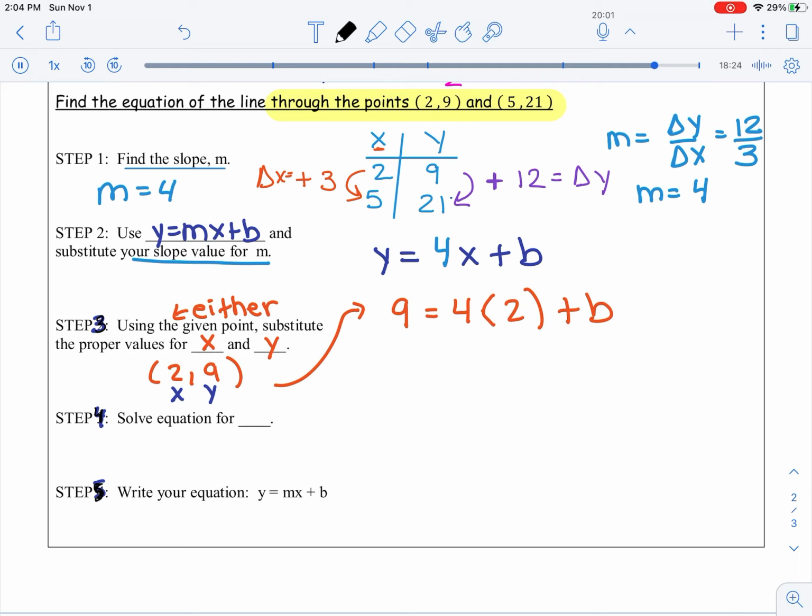And now we've already arrived at our final step that requires calculations. Solve the equation for b. So b needs to end up on its own. We start with some simplification. 4 times 2 is 8, but nothing else has changed. So we're going to say that 9 equals 8 plus b.